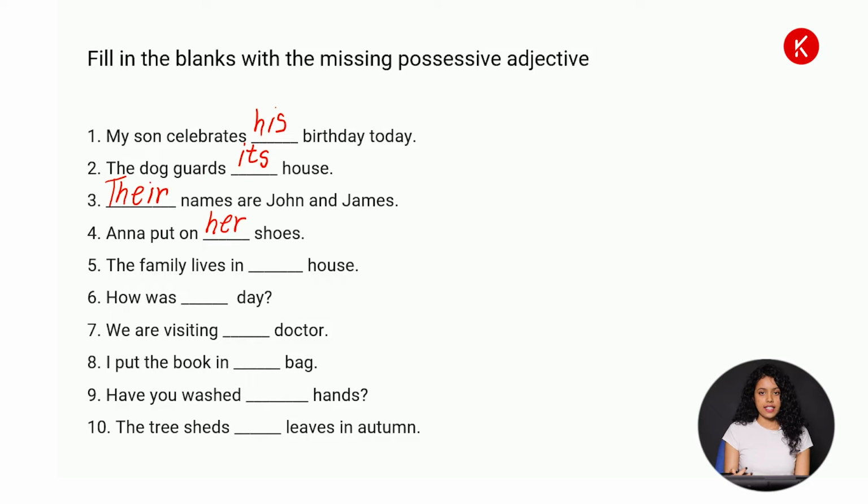The family lives in blank house. Now the family is again plural. So what would be the right possessive adjective? The family lives in their house because it's plural and we're talking about some other people. So their.